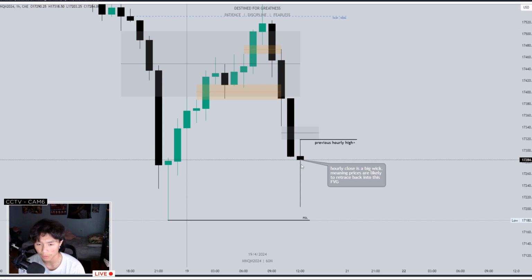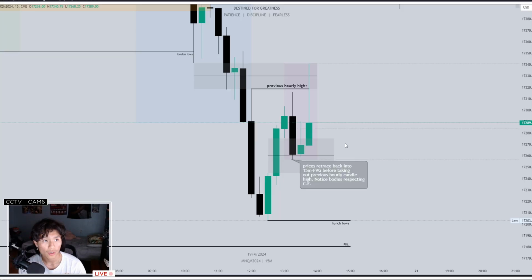Just looking at the open, high, low, close here, we had a pretty big wick on the hourly candle, and it looks like we might retrace back into this FVG to maybe continue lower. We're not too sure yet. So I know here the hourly close has a big wick, meaning prices are likely to retrace back into this FVG, right? We're on the hourly time frame, so we want to drop down to even lower time frames, like the 15-minute to the 5-minute and sub 5 minutes, to see any supporting ideas. You want to find supporting PD arrays on the lower time frames that support the narrative, the bias that we're going to attack the previous hourly high.